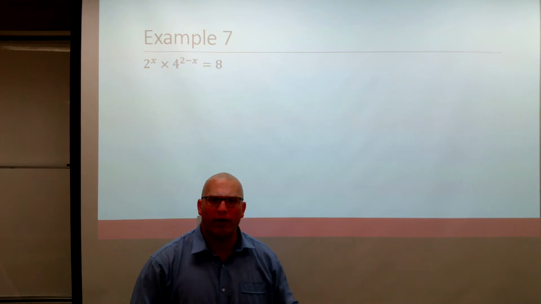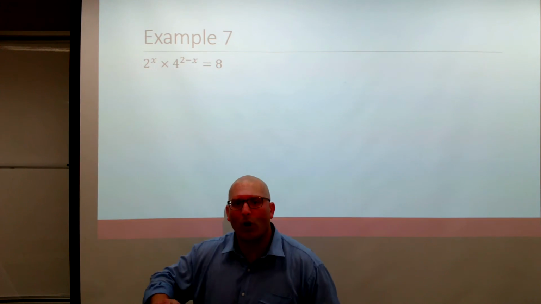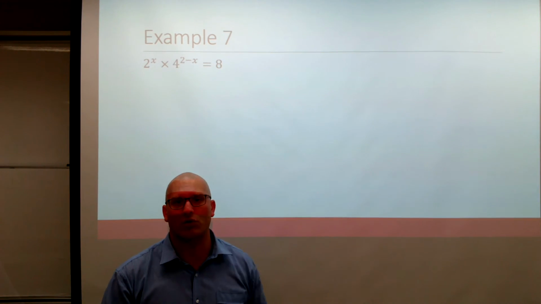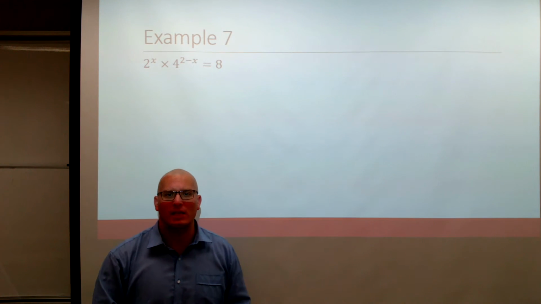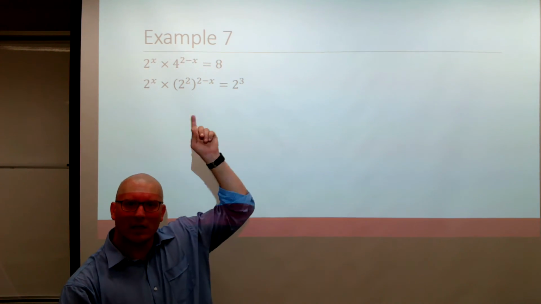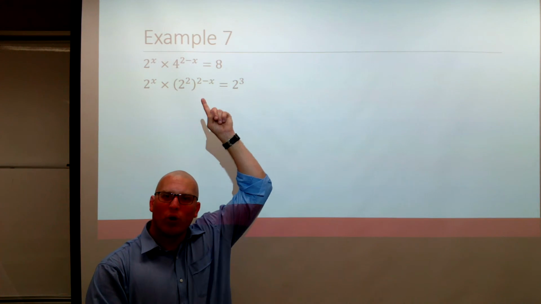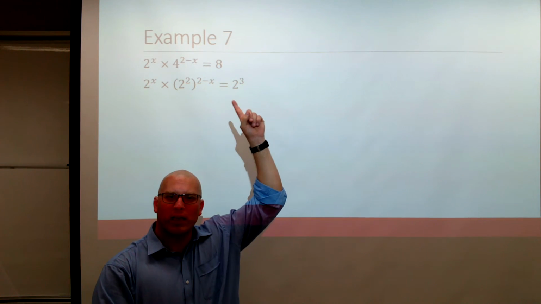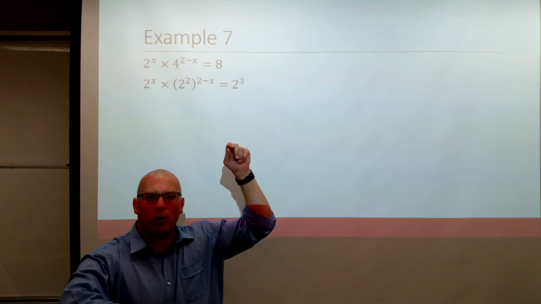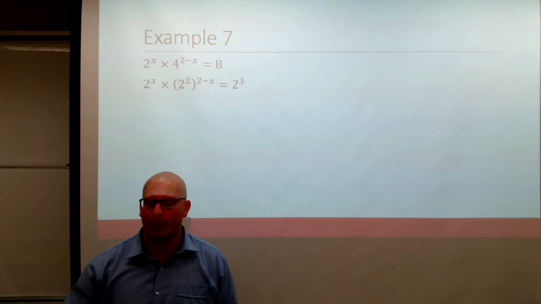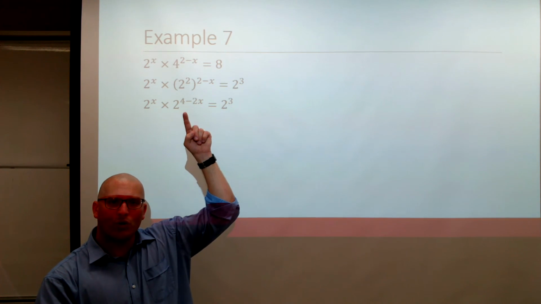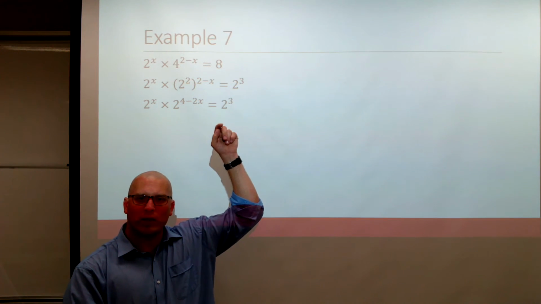Okay, here we have 2 to the power of x multiplied by 4 raised to the power of 2 minus x equals 2 to the power of 3. First thing, let's get things to a common base. So that gives us 2 to the power of x times 2 to the power of 2 raised to the power of 2 minus x is equal to 2 to the power of 3. When we have a power raised to a power, we can simply expand that out through multiplication. That then gives us 2 raised to the power of 4 minus 2x.